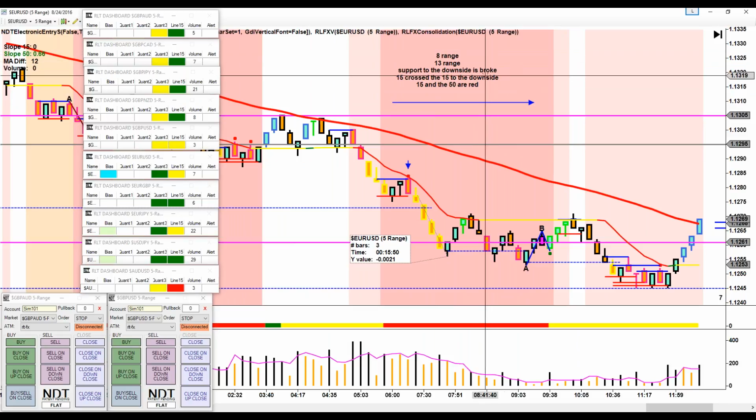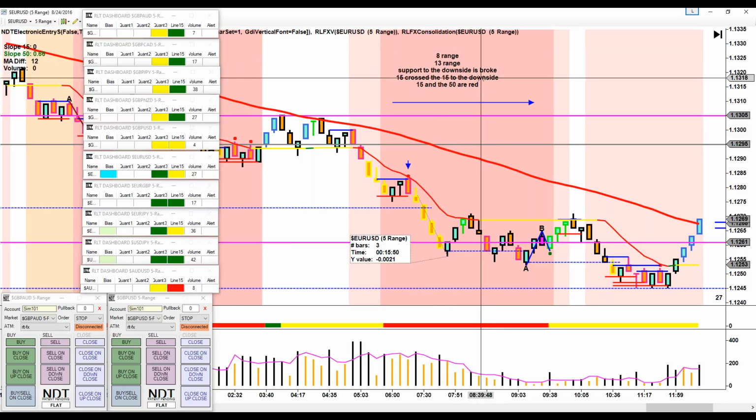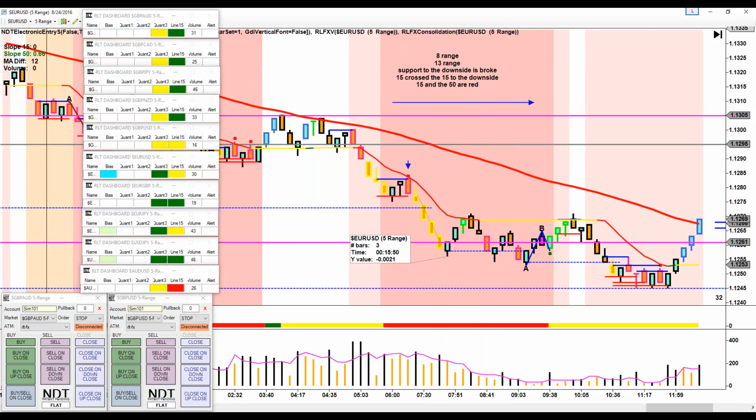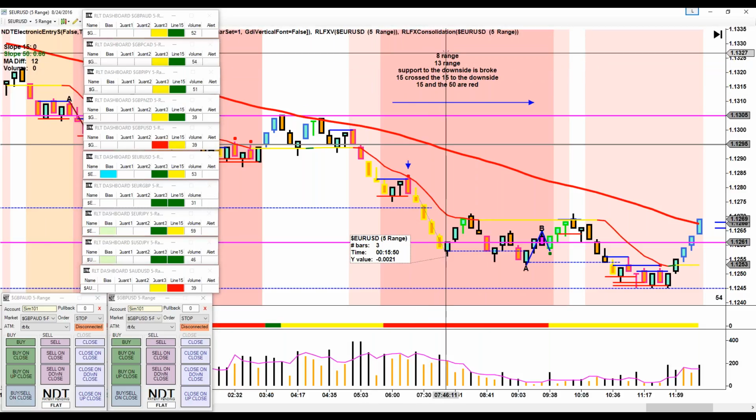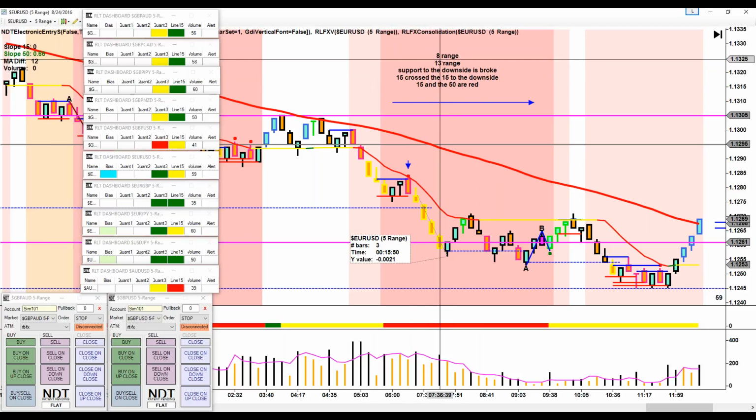this can be applied to any market, any time frame. The speed of your trading chart determines the two higher time frames. If you're trading, say, 3-minute bars, your next higher time frame is going to be a 9-minute. Your next higher time frame is going to be a 27-minute.